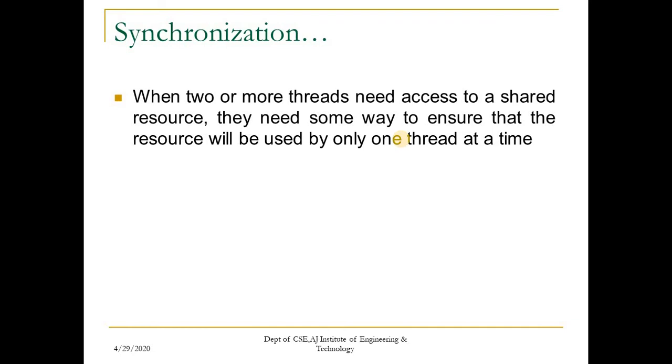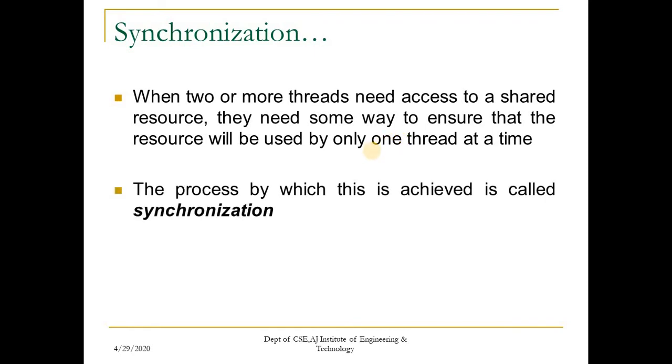So at a time, only one thread can use that resource. Multiple threads cannot use the resource at the same time. The process by which this is achieved is called synchronization. That is, the process of ensuring that the resource will be used by only one thread at a time is called synchronization.